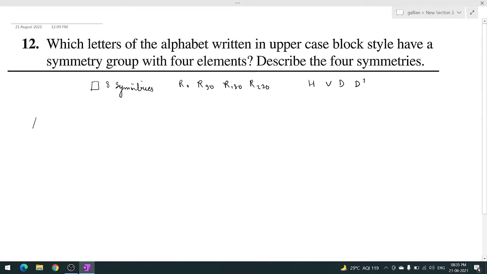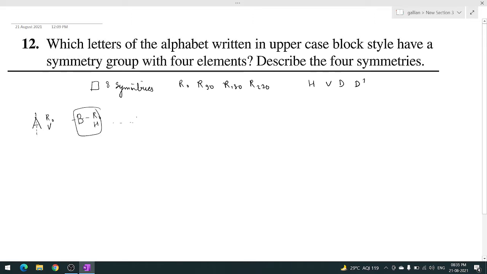We have A. Now if you see A, it has some symmetries. It has R0, and the only other symmetry is flipping it over, so it has vertical symmetry. Similarly for B, it has horizontal symmetry and R0, nothing else.